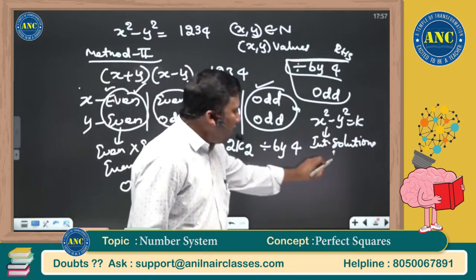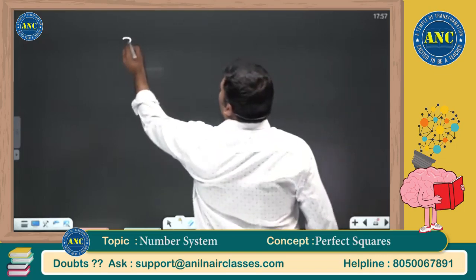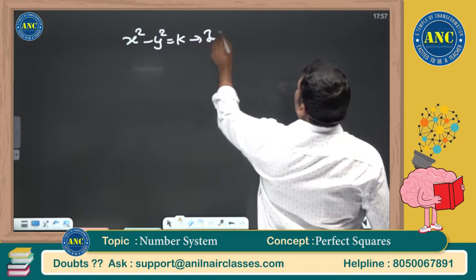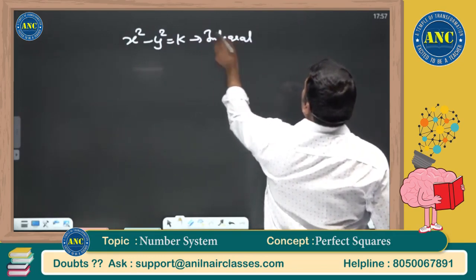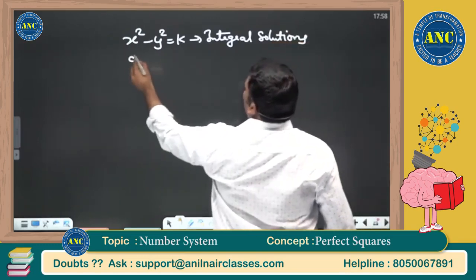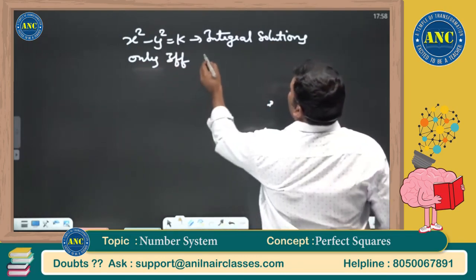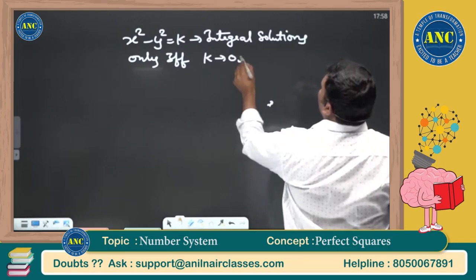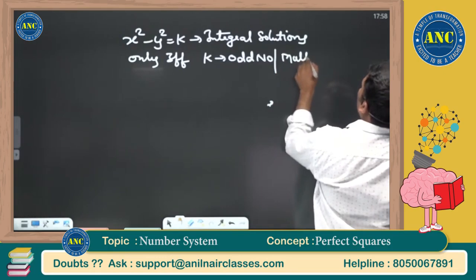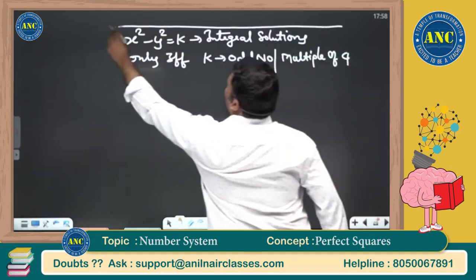X square minus y square equivalent to k. We will write it down in a new slide. This equation has integral solutions only if k is an odd number, a very, very important key point, sir, or k is a multiple of 4. Please make a note of it.